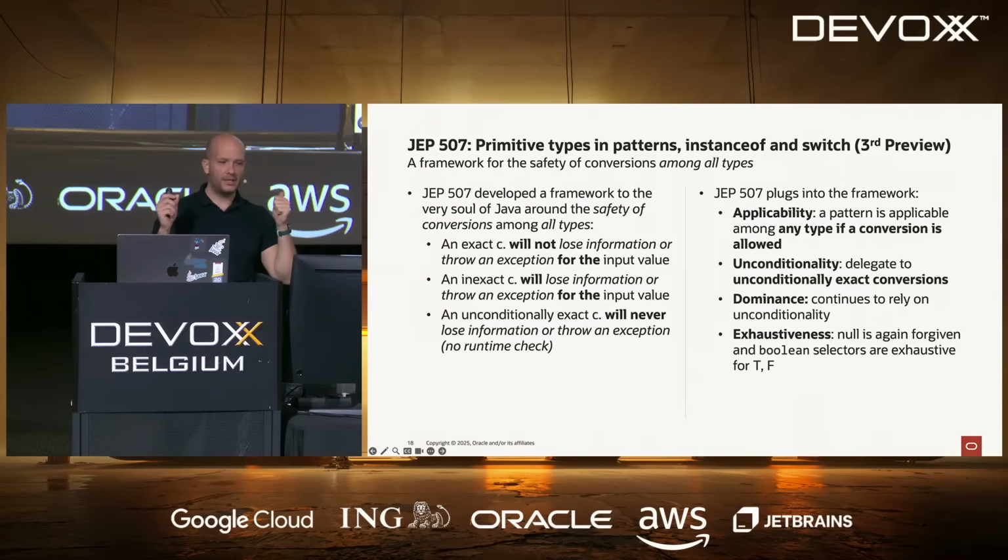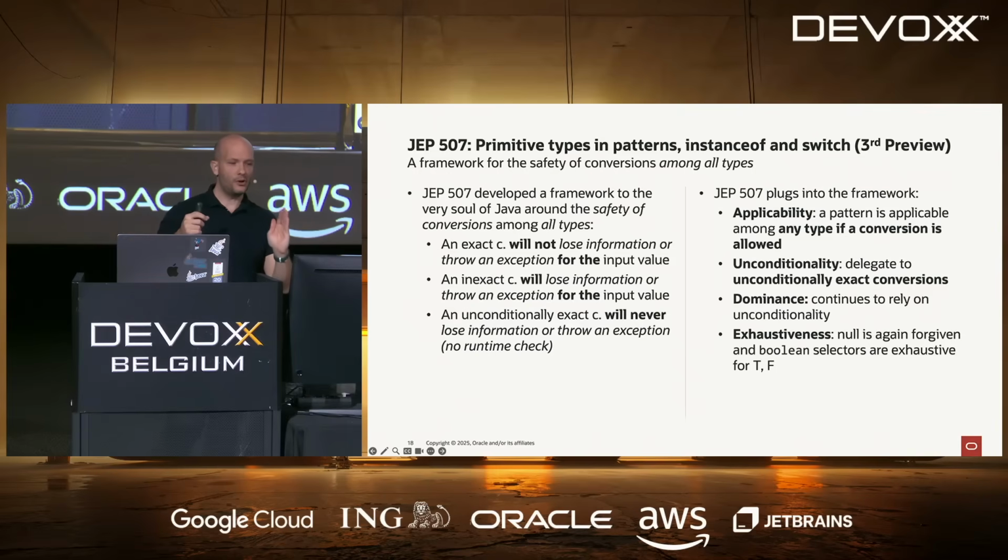With JEP 507, which is on the third preview today, and soon we are going to submit the fourth preview, we introduce primitive types in patterns, instanceof, and switch. And I would like us to think about this fact first, that it is a framework for the safety of conversions among all types. Keep this structure in mind, because when I change the slide, we are going to see something else. So please remember carefully the left column and the right column.